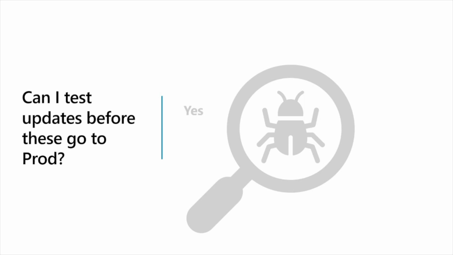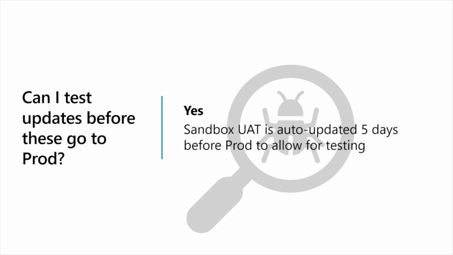Then people ask about whether they can test the updates before these go to production. So yes, you get 5 days after we apply an update to your sandbox UAT environment to make sure there are no regressions to your workflows, and you can choose to skip that particular update from being applied to your production environment. But in addition to those 5 days, you also get considerable time before then to self-deploy and self-update your sandbox UAT environment to validate the update.